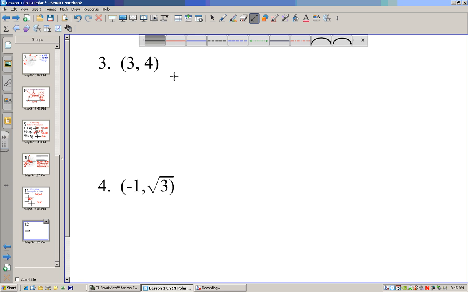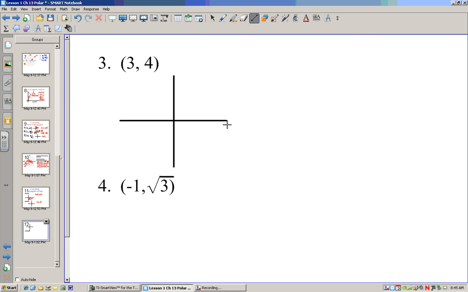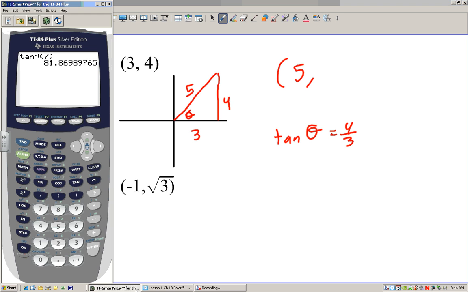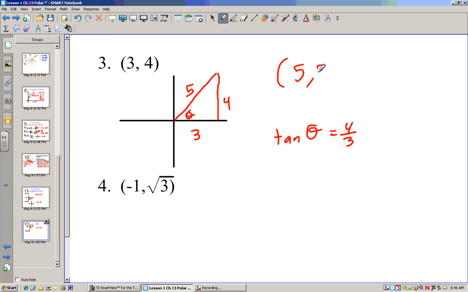3, 4. We go 3 to the right, 4 up. So my hypotenuse is 5. So that's my R value. To find my theta, I have to do the inverse tan of 4 over 3. So I'll take out my calculator. The inverse tan of 4 over 3 will give us 53.13 degrees.